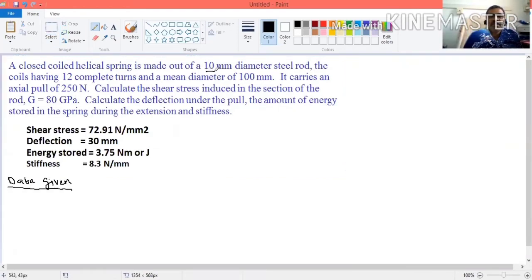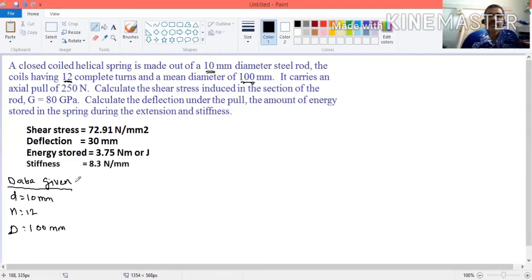10 millimeter diameter steel rod. So diameter small d is equal to 10 millimeter, and 12 complete turns. So N is equal to 12, and the mean diameter of 100 millimeter. So this is capital D. Capital D is equal to 100 millimeter.